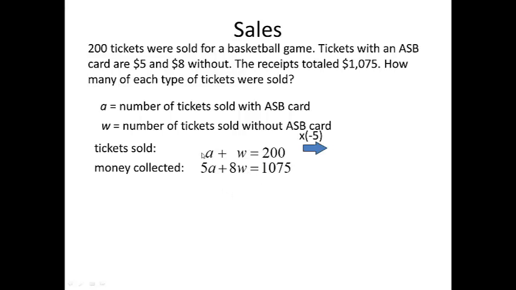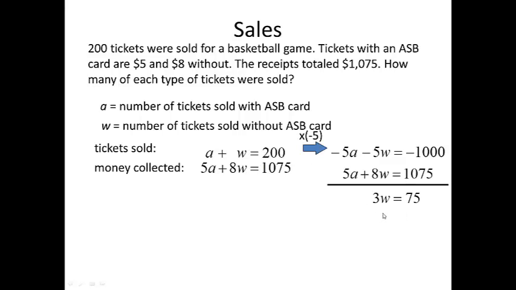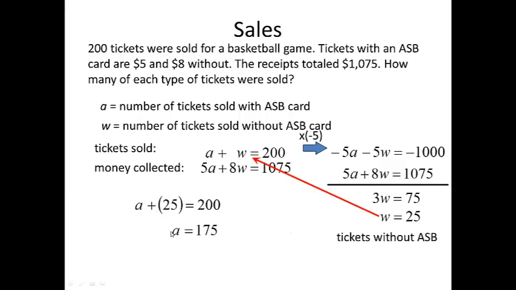So now I'm going to multiply the top one by -5 to cancel one of these out. I could have multiplied by -8 also. And then adding these two together, I will get 3W is equal to 75, or W is equal to 25 tickets without. If I sold 25 tickets without, and I sold 200 tickets altogether, how many did I sell with? Okay, putting it back in here, subtracting that, I get with ASB, I get 175.